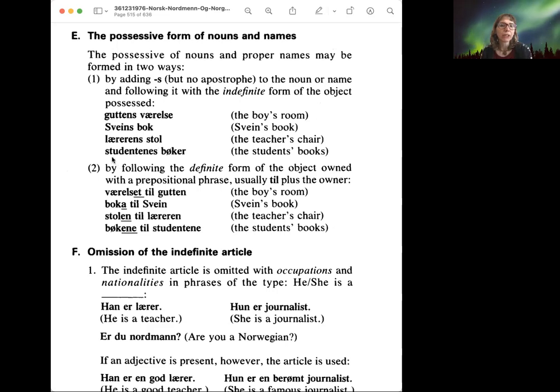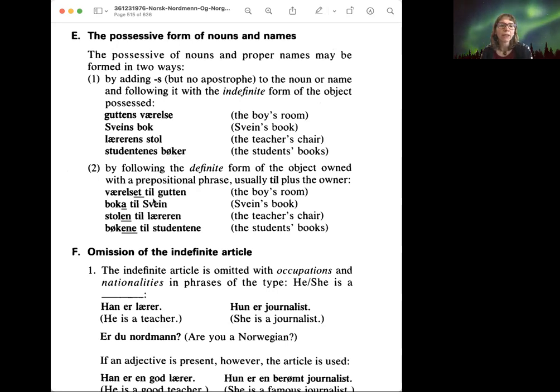Another example here. Studentenes bøker, the students' books. Again, we have our S without the apostrophe, like you do in English, but we don't do that in Norwegian when we add the S. Then bøker, and of course this has to be plural because you're talking about more than one book. And we don't want to do the definite form of the plural by saying bøkene, but we just want to keep it indefinite plural by saying bøker, books, and not the books, okay?